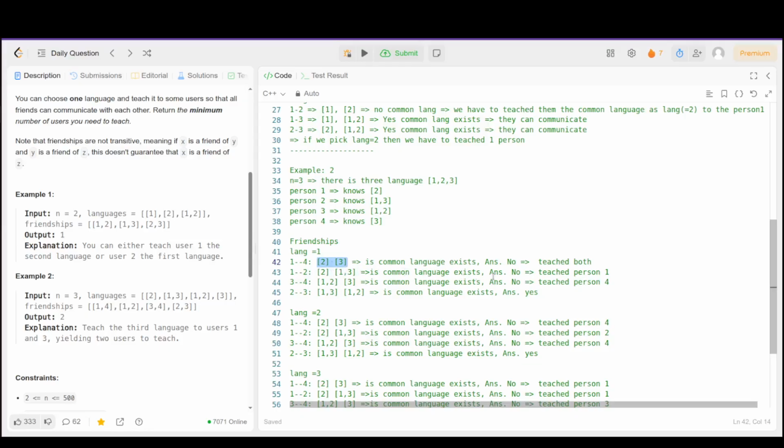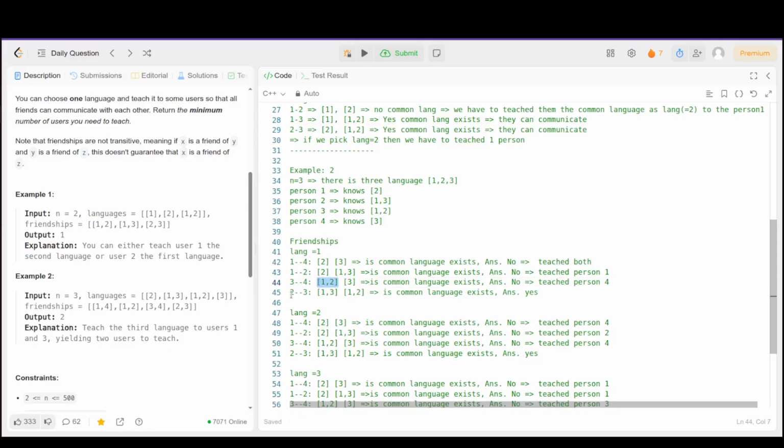So we have to teach the first person, because we picked language 1, and the second person already knows language 1. And for 3 and 4, 3 knows languages 1 and 2, and 4 knows language 3. So we have to teach language 1 to 4, because 3 already knows language 1.